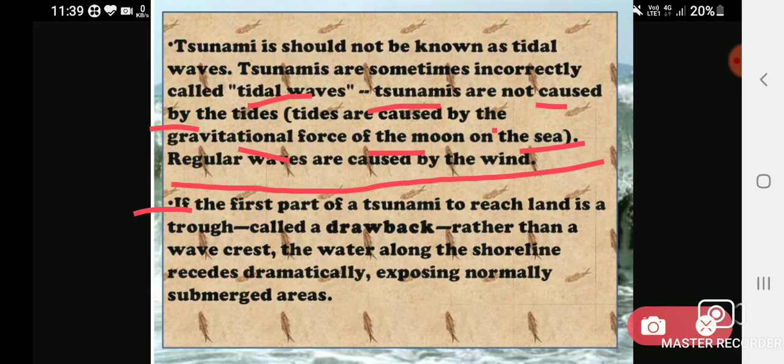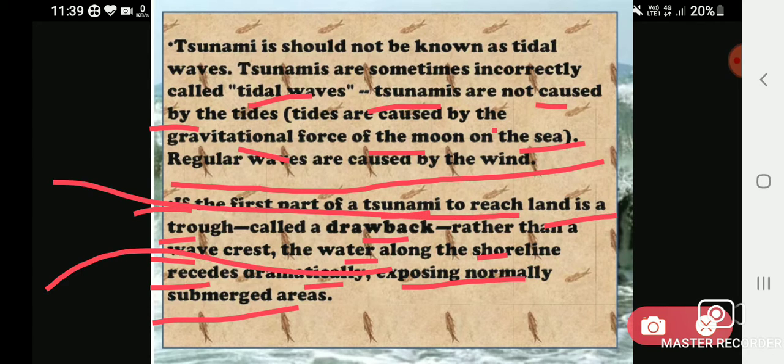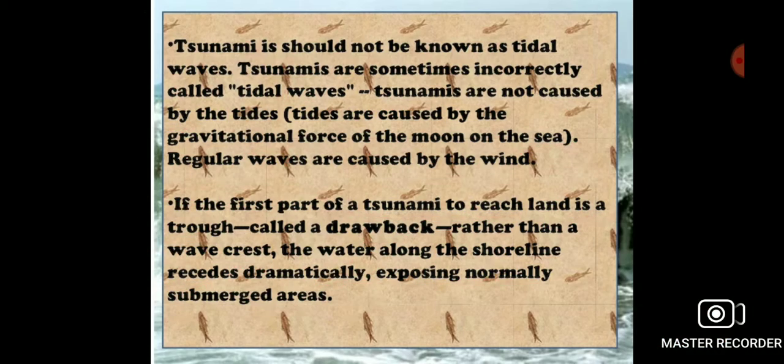If the first part of a tsunami to reach land is a trough, called a drawback, rather than a wave crest, the water along the shoreline recedes dramatically, exposing normally submerged areas. Means when a tsunami is about to come, before that the water, instead of coming forward, starts moving backward, and the area that was under water becomes empty first.